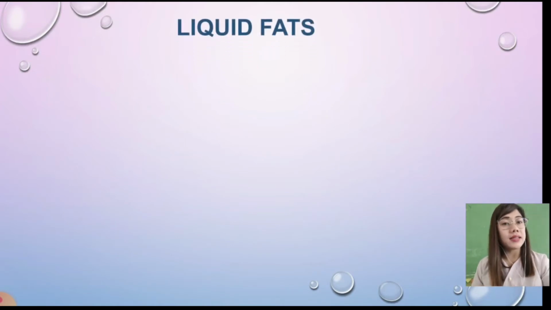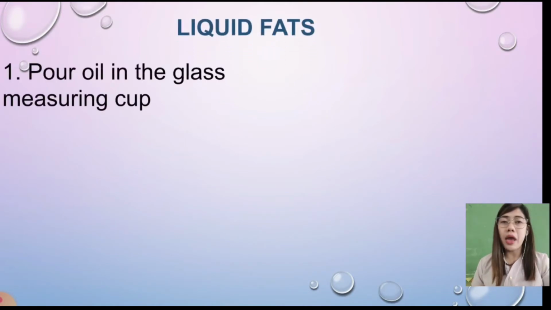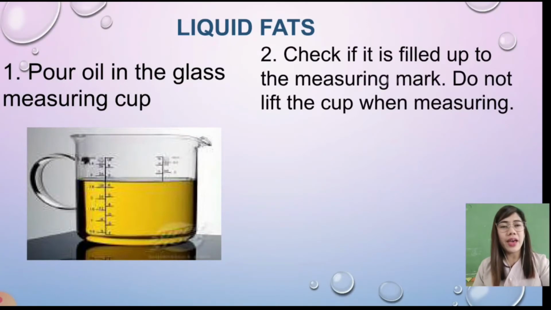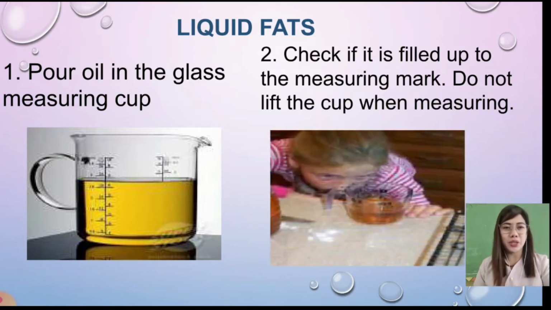Next, the liquid fats. First, we have to pour the oil, for example, or the milk or the water ingredients in our measuring glass, and then check if it is filled up to the measuring mark. Remember that we do not lift the cup when measuring. All you have to do is place our measuring glass on a flat surface and look at the actual measurement at our eye level.